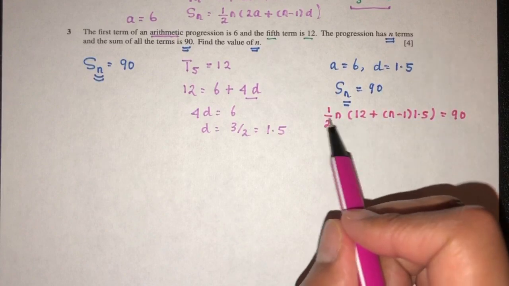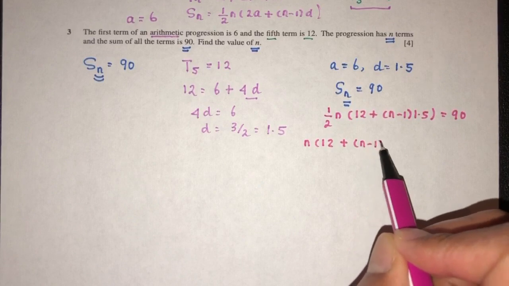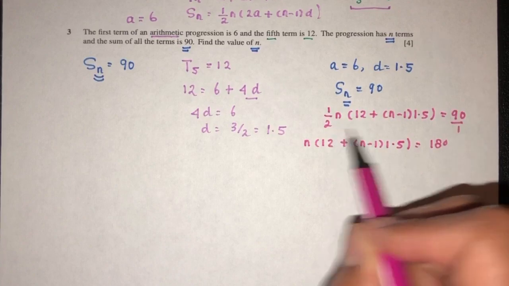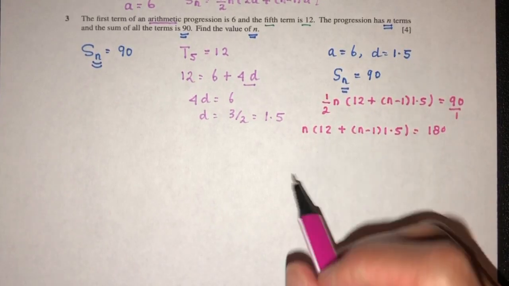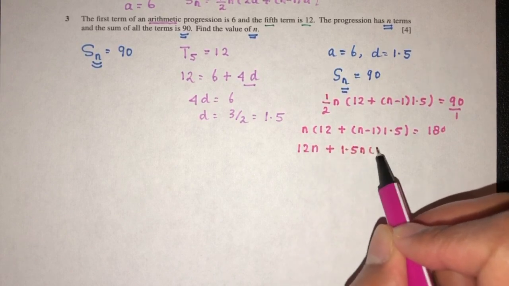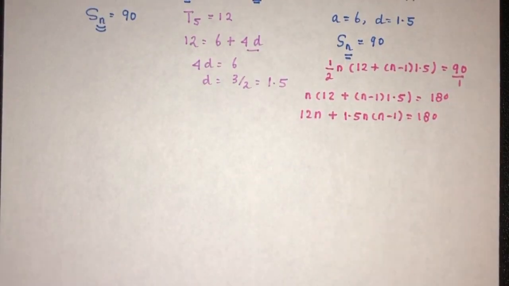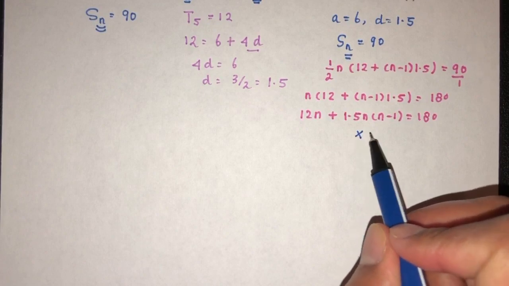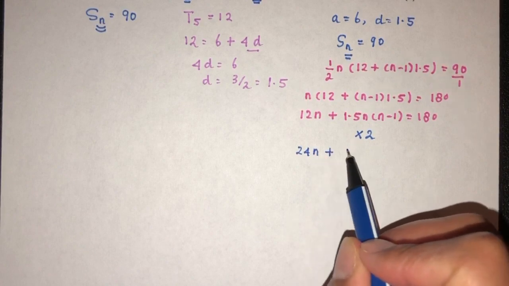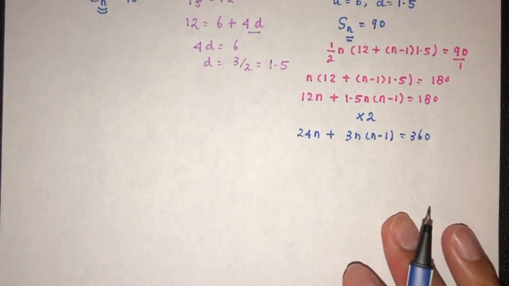Now we can solve. Multiply by 2. That will become n times 12 plus n minus 1 times 1.5. That will be 180. Just cross multiply, right? Send this over here. Now we can expand this and see what happens. That will be 12n plus 1.5n times n minus 1. That will be 180. Now, I don't like to work with decimals. I can multiply by 2 to make this become a whole number. That will be 24n plus 3n times n minus 1. That will be 360.